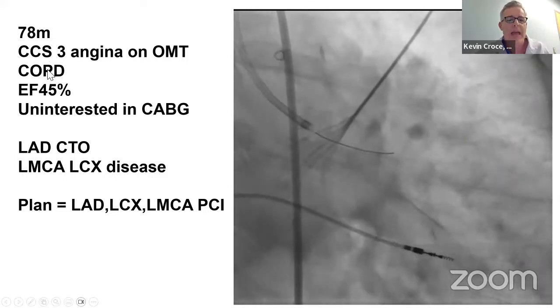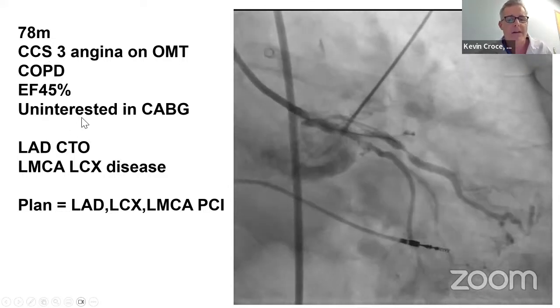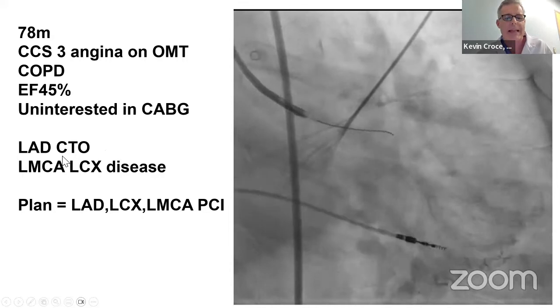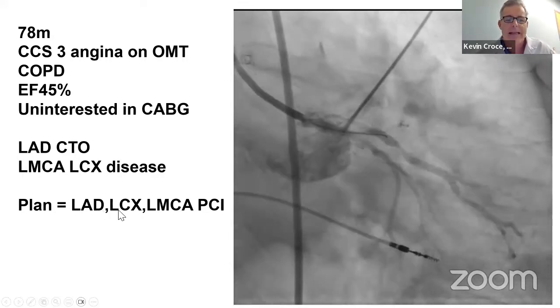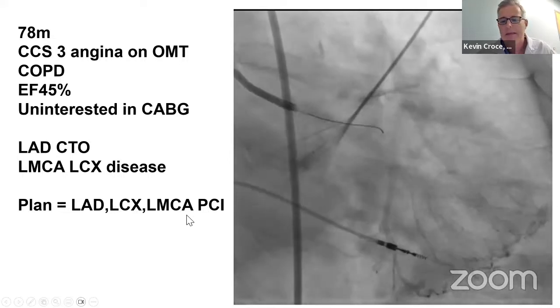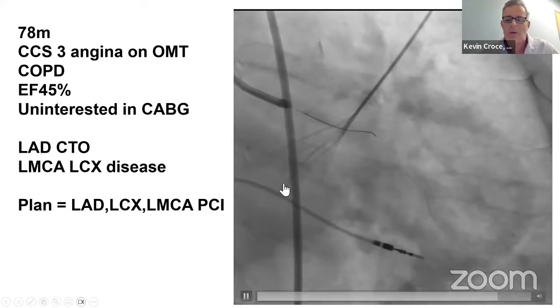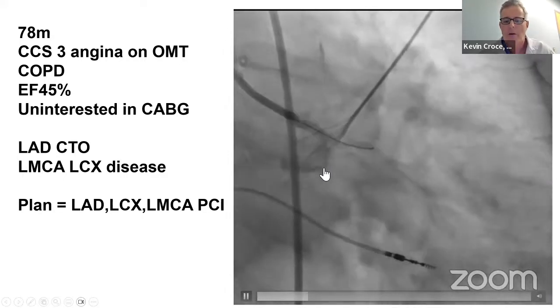78-year-old gentleman, class 3 angina, slightly reduced EF, did not want bypass surgery, had an LAD CTO with left main, left circumflex disease. And our plan was for LAD, left circ, and left main PCI. There's collaterals to the LAD, which I'll show you in the next shot from the right coronary artery.